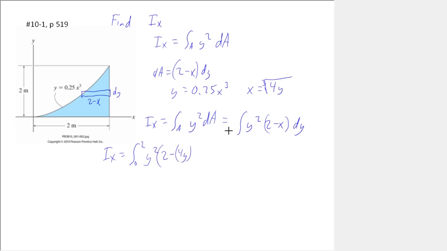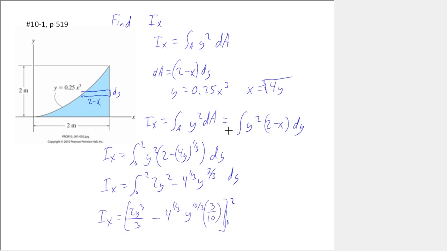4y to the 1/3. Now it's just a little bit of algebra. It's a little ugly, but nothing we can't do. 4 to the 1/3, y to the 7/3, and perform that integration. Then we just plug in 2, and we get 0.533 meters to the 4th. And that's the measurement of how this particular system would resist bending.